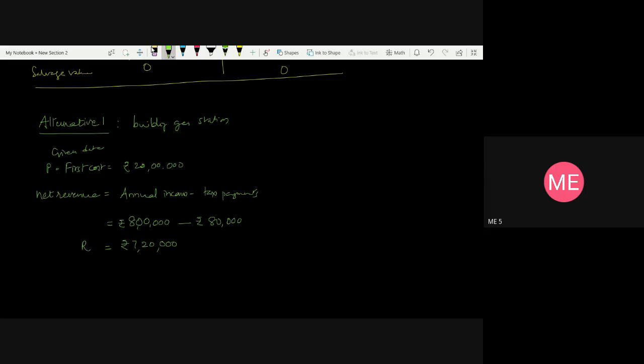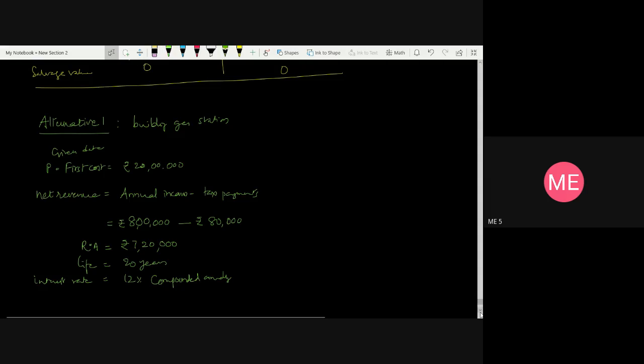It is the same every year, so I can take it as A, the annuity, meaning the annual revenue, which is 7,20,000 for every year. He has also mentioned that the life is 20 years, and the interest rate is 12% compounded annually. So this is the data which is mentioned.